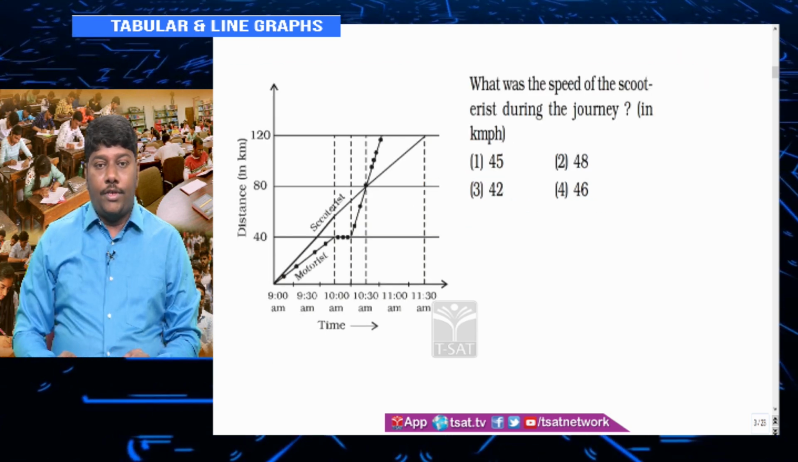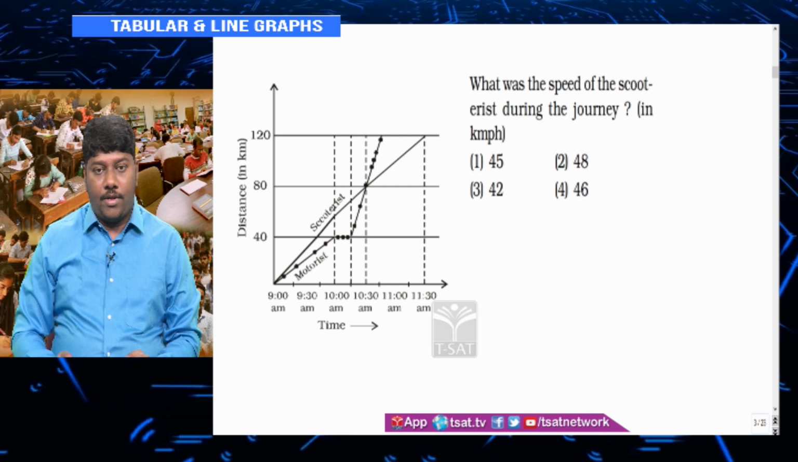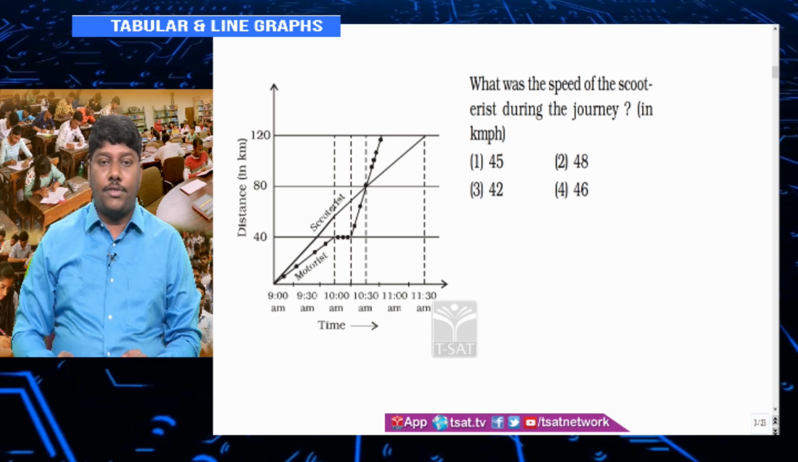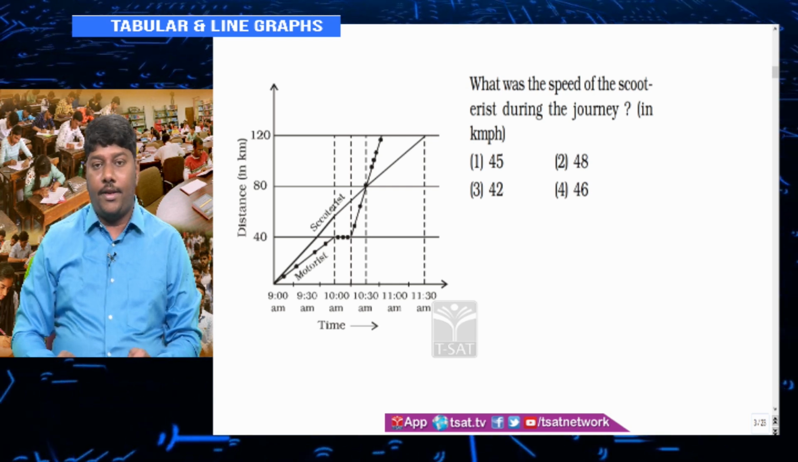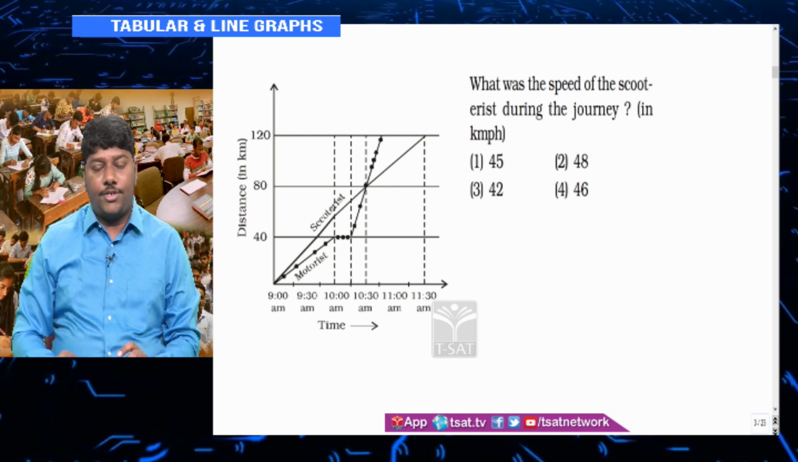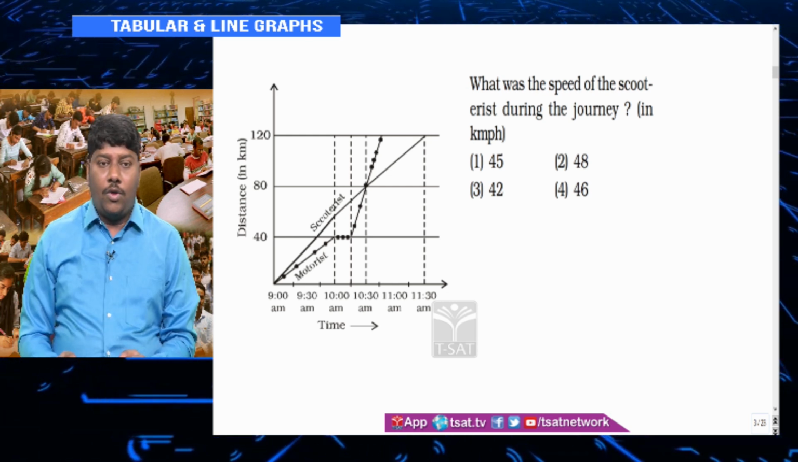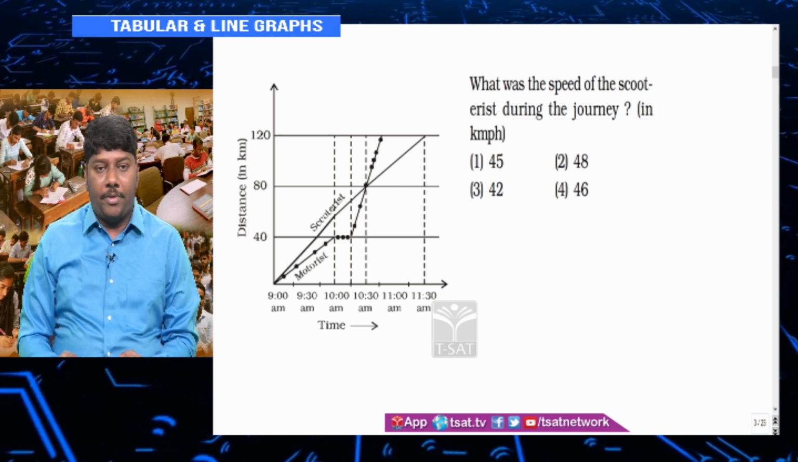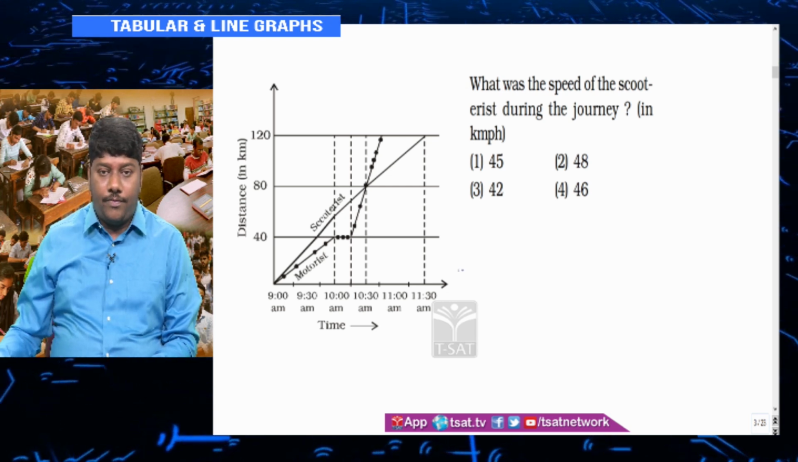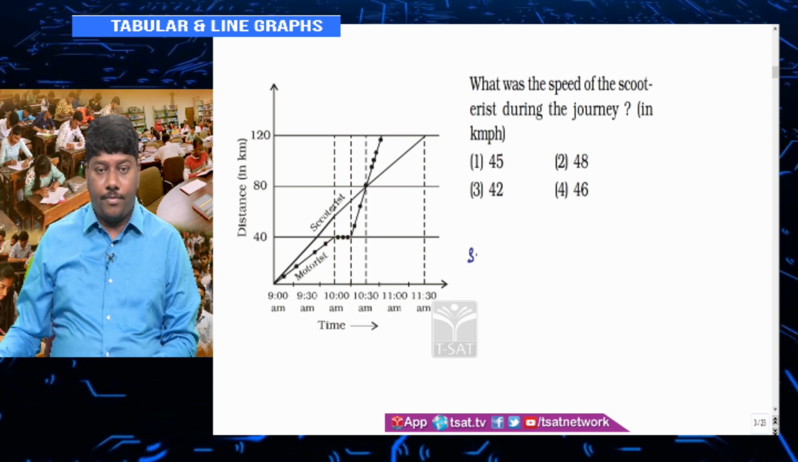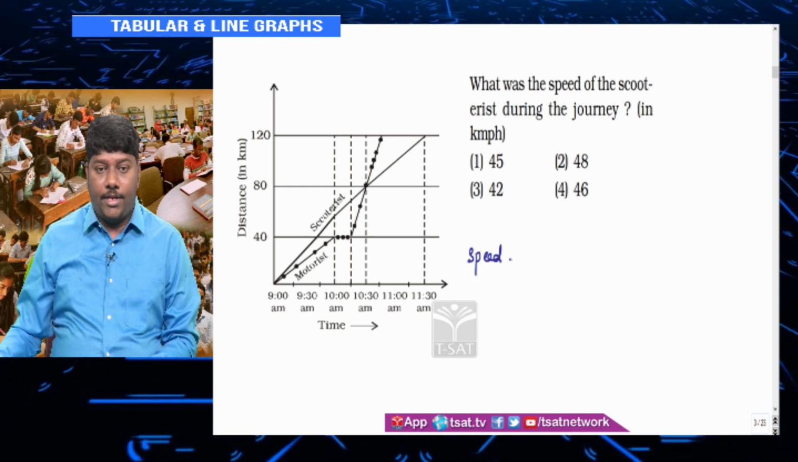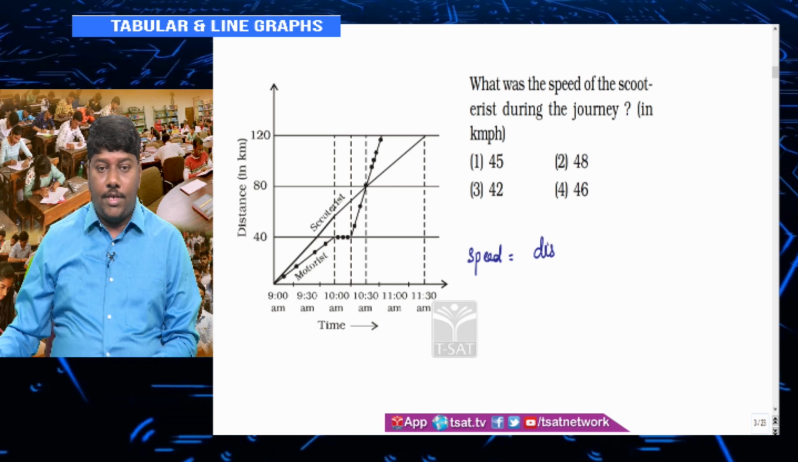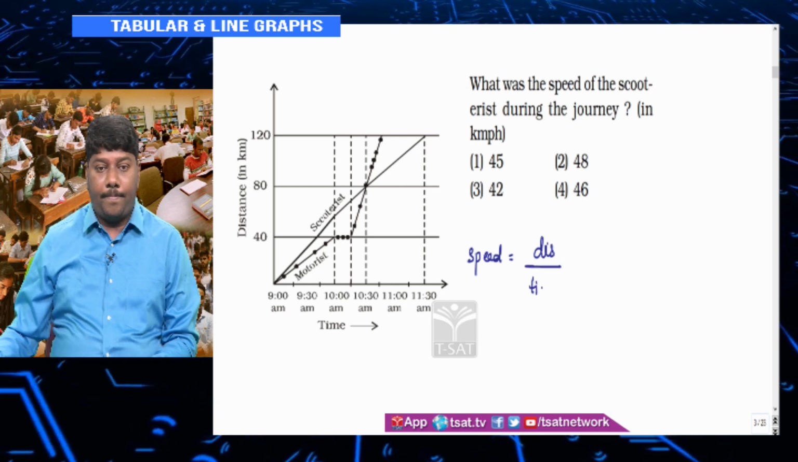What was the speed of the scooterist during the journey? Now he is asking you the speed of the scooterist. What do you mean by speed? Speed is nothing but distance travelled by time taken. Now what is the distance travelled by both of them? Clearly it is given that 120 kilometers was travelled by both of them. So first, when it comes to speed, we write the formula: distance covered by time taken.